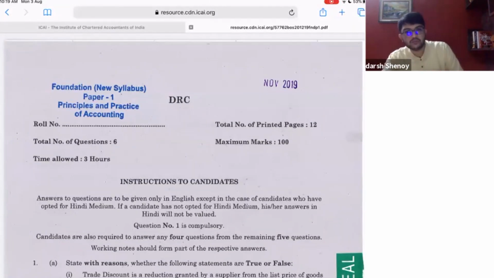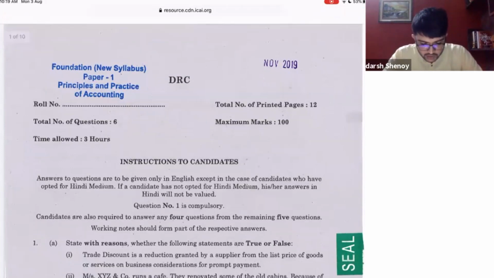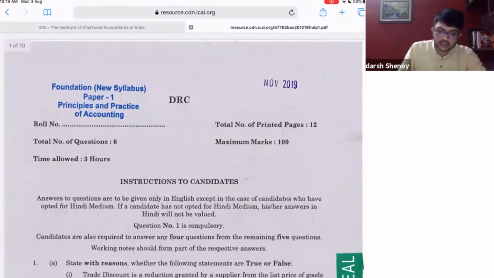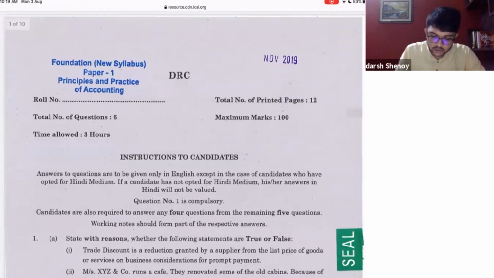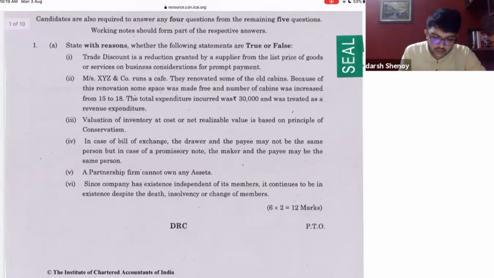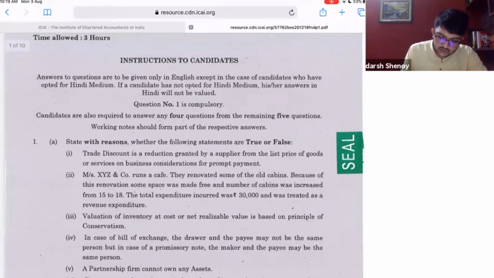The May 2020 paper should have come, but actually it didn't because of the pandemic. But we have the November 2019 paper. As you can see, this is how it looks. The subject code changes every time. It was DRC November 2019 for accounts. Okay, so as you can see, just read the instruction.